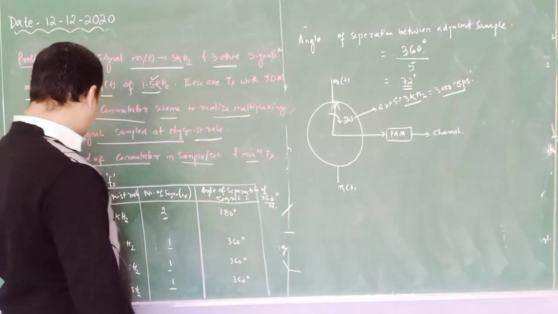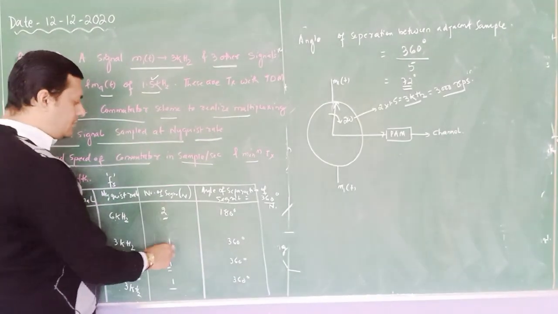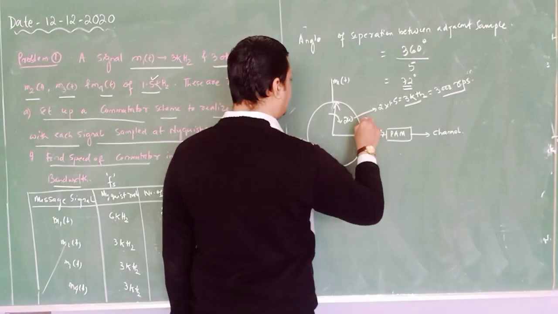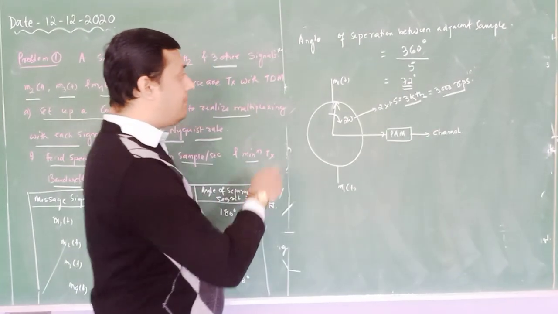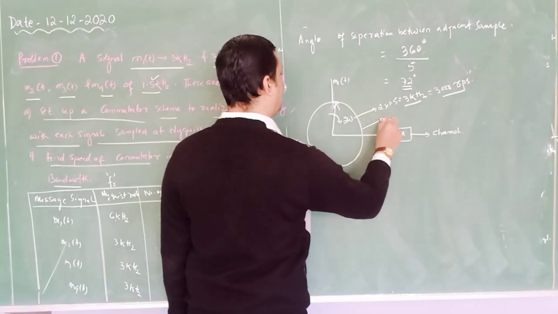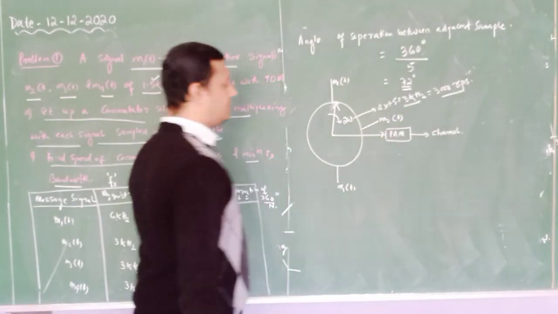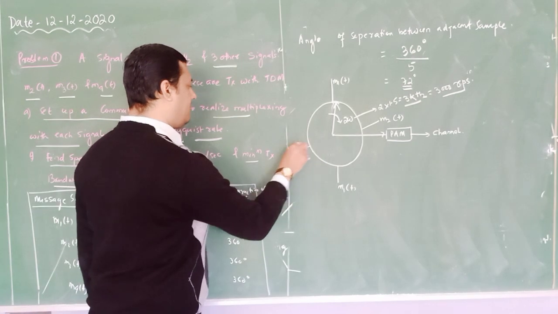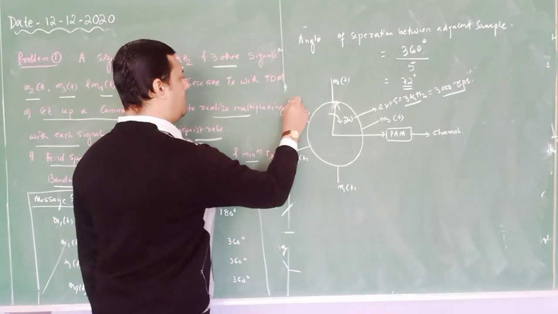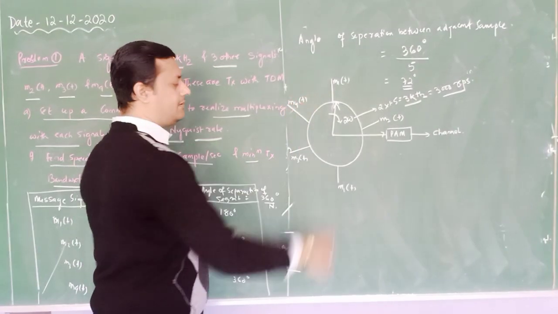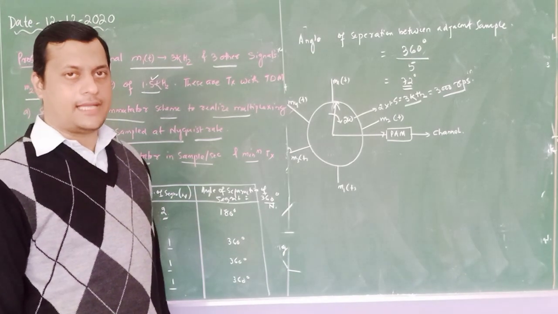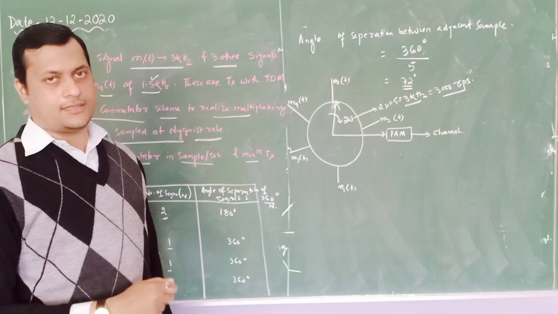Done. Next, message 2. Only once it is repeating, so you can place it here, and that message 2 is separated at an angle of 72 degrees. So let us consider this is message 2. Okay. This is message 3, 72 degrees, and this is message 4, 72 degrees. Done. So this is a quite simple representation. You only need to identify the angles and the separation between them.